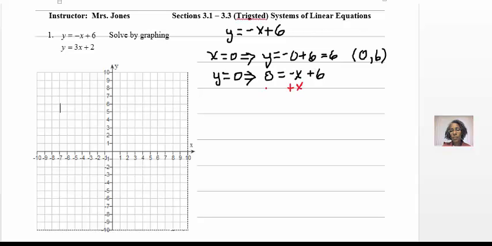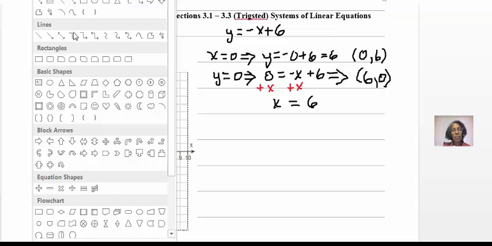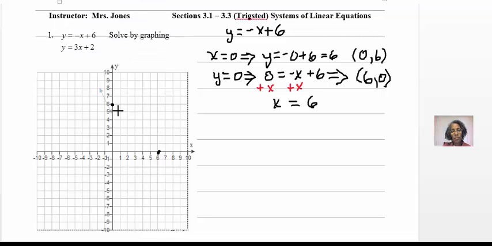Adding x to both sides of the equation, we see that x is 6. So we're plotting the point (6, 0). So we plot the y-intercept and then the x-intercept and draw a line between the 2 points. And we see that we now have y equals negative x plus 6 graphed.